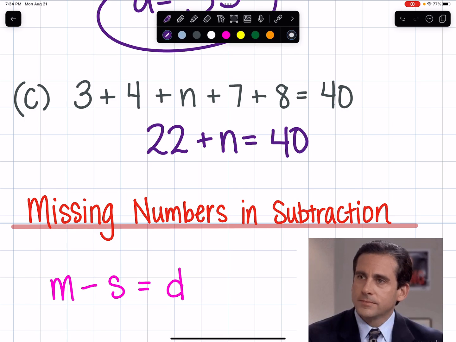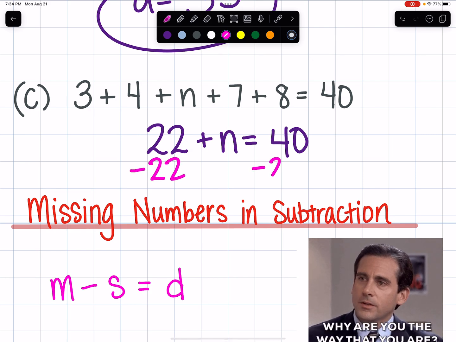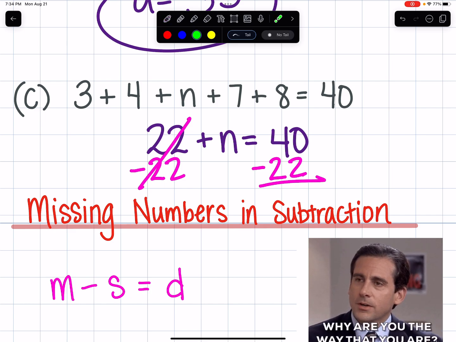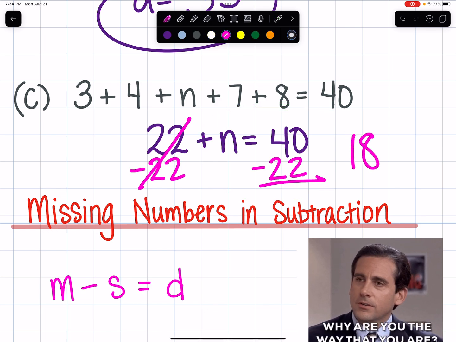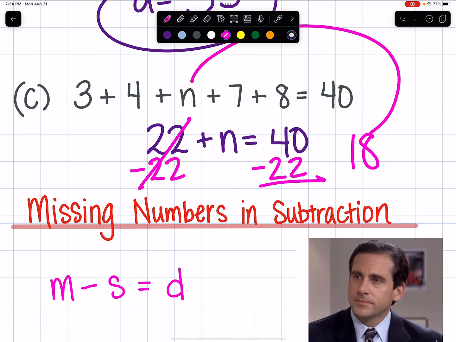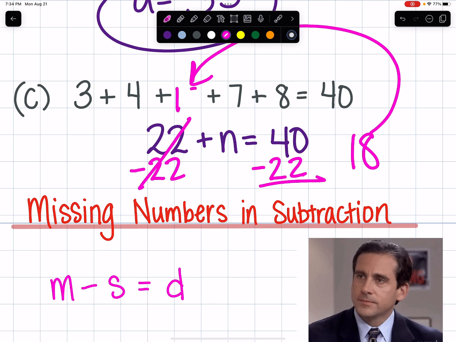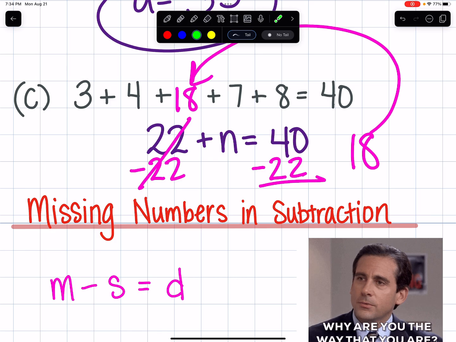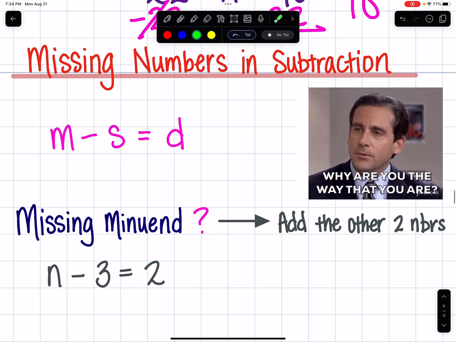Super easy, right? I'm going to get a different color. I'm just going to subtract 22 from both sides. That cancels out. n is going to be equal to 40 minus 22. If you do the math on that, you're going to get 18. And even in a complicated equation like this, you can take that 18 and plug it back in. So let's do that. Plug in 18. If this whole thing is true, then we know that we got the math problem right. And we did.